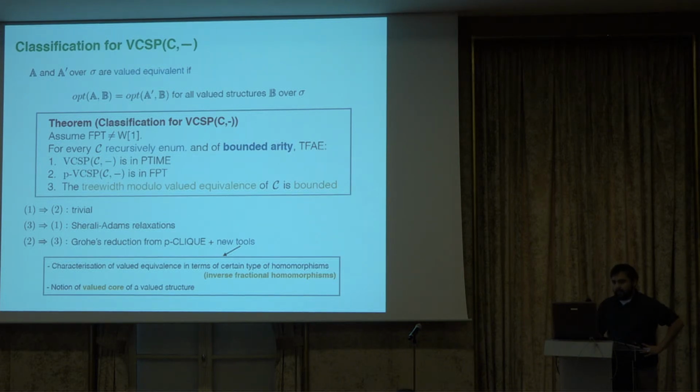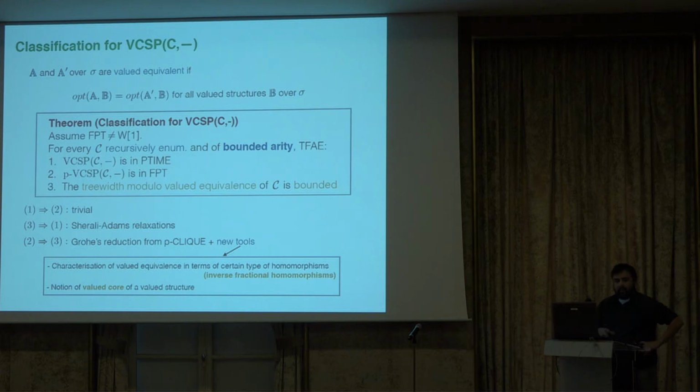And this is the main classification, the main theorem that says that BCSP is going to be in P time if and only if it is FPT, if and only if the tree width modulo valued equivalence of C is bounded, okay? And again, 1 implies 2 is going to be trivial, 3 implies 1, there we use Sherali-Adams. I will talk about this later. And 2 implies 3 is a combination of Grohe's proof and some new tools.